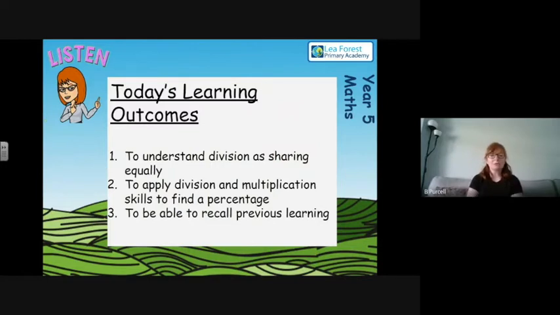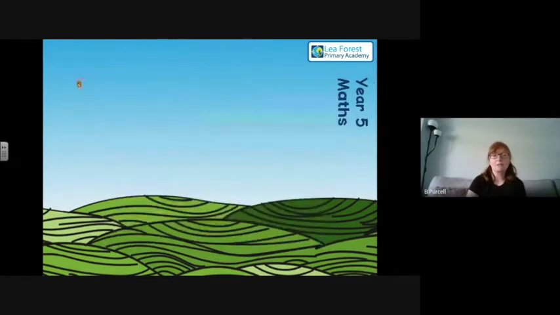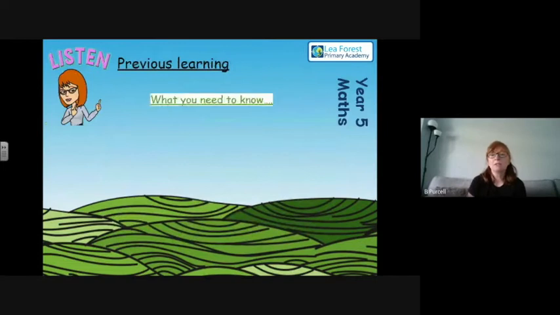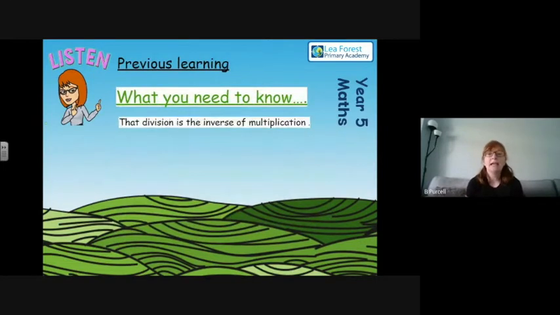Right, to apply division and multiplication skills to find a percentage and to be able to recall our previous learning, so keeping our brains nice and busy. So our previous learning, what did we learn and what you will need to know today? That division is the inverse of multiplication. That means that when you divide a number by another number, you can check your answer using multiplication, and it should all work out the same.